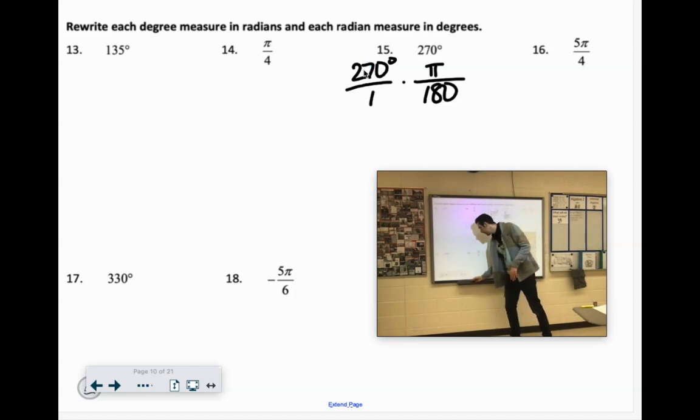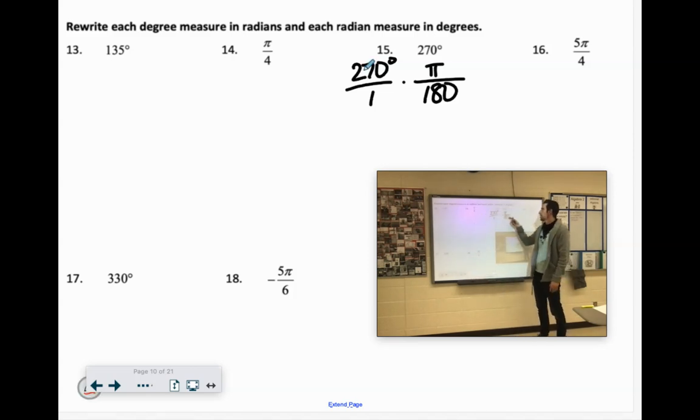Don't worry about that. Now, I see they both end in 0, so they're both divisible by 10. So let's think of 27 and 18. What goes into those? Well, 9 goes into both of those. 9 goes into 18 2 times. 9 goes into 27 3 times. So we're left with 3 pi over 2.